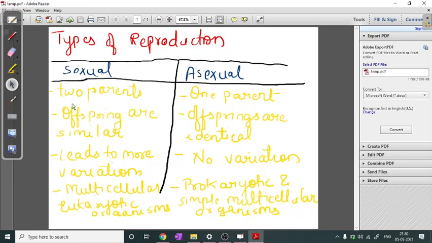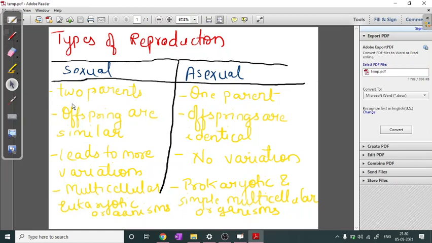The second point here is, in sexual reproduction, the offsprings are similar. As I said in my earlier video also, similar means there is some difference between you and your parents. We reproduce sexually, so there is some difference between us and our parents. Though we look similar, there is some difference. Whereas in asexual reproduction, offsprings are identical. Identical means exactly the same.